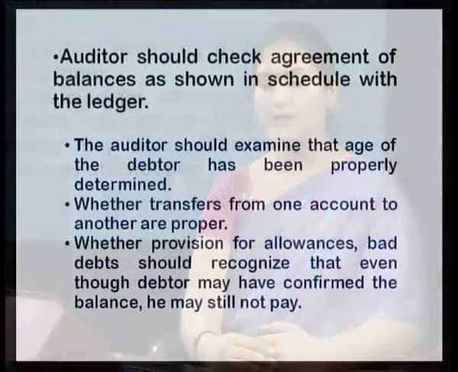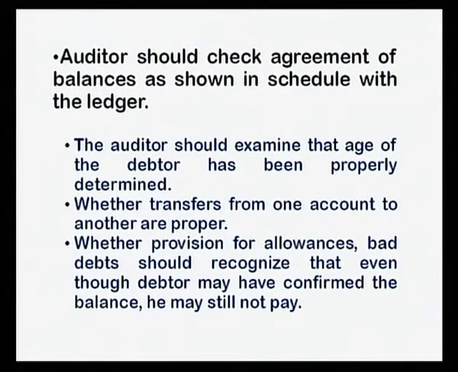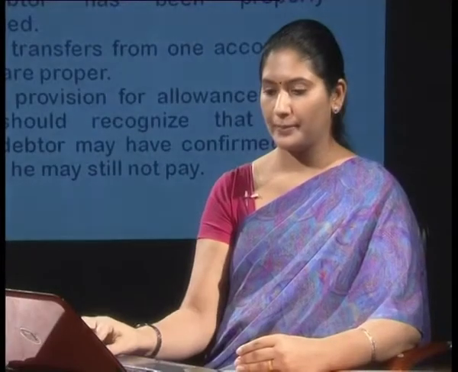The auditor should examine whether the age of the debtor has been properly determined, whether transfers from one account to another are proper, and whether provision for allowances and bad debts is adequate. The auditor should recognize that even though a debtor may have confirmed the balance, he may still not pay.